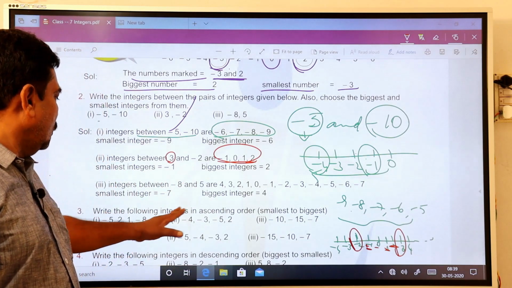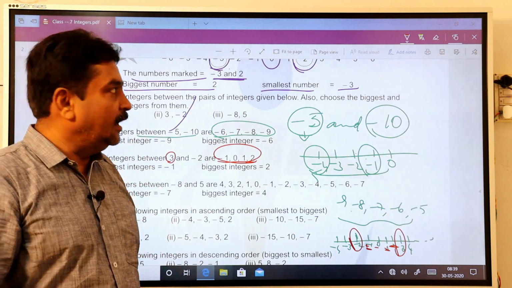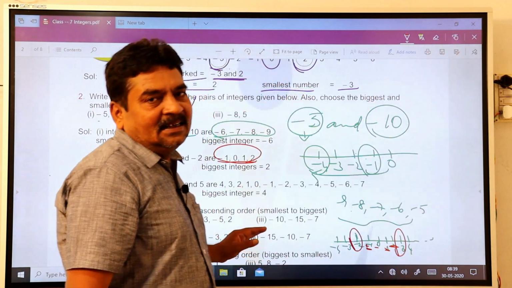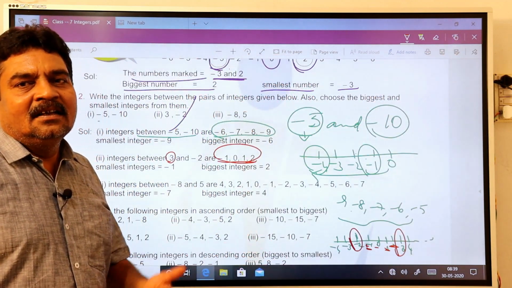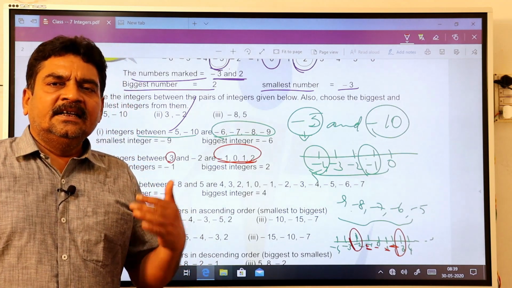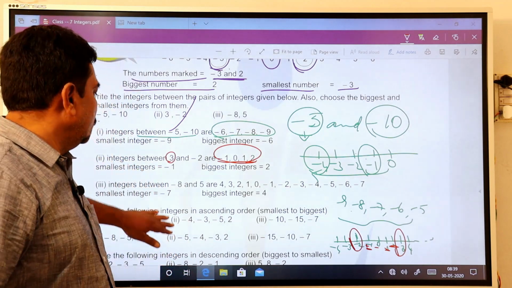Similarly, we can go for all these things. Write the following in ascending and descending order. We know it already, right? How you are going to maintain ascending and descending order: ascending means from smaller to higher value, and descending means from higher value to smaller value. So you can do this.